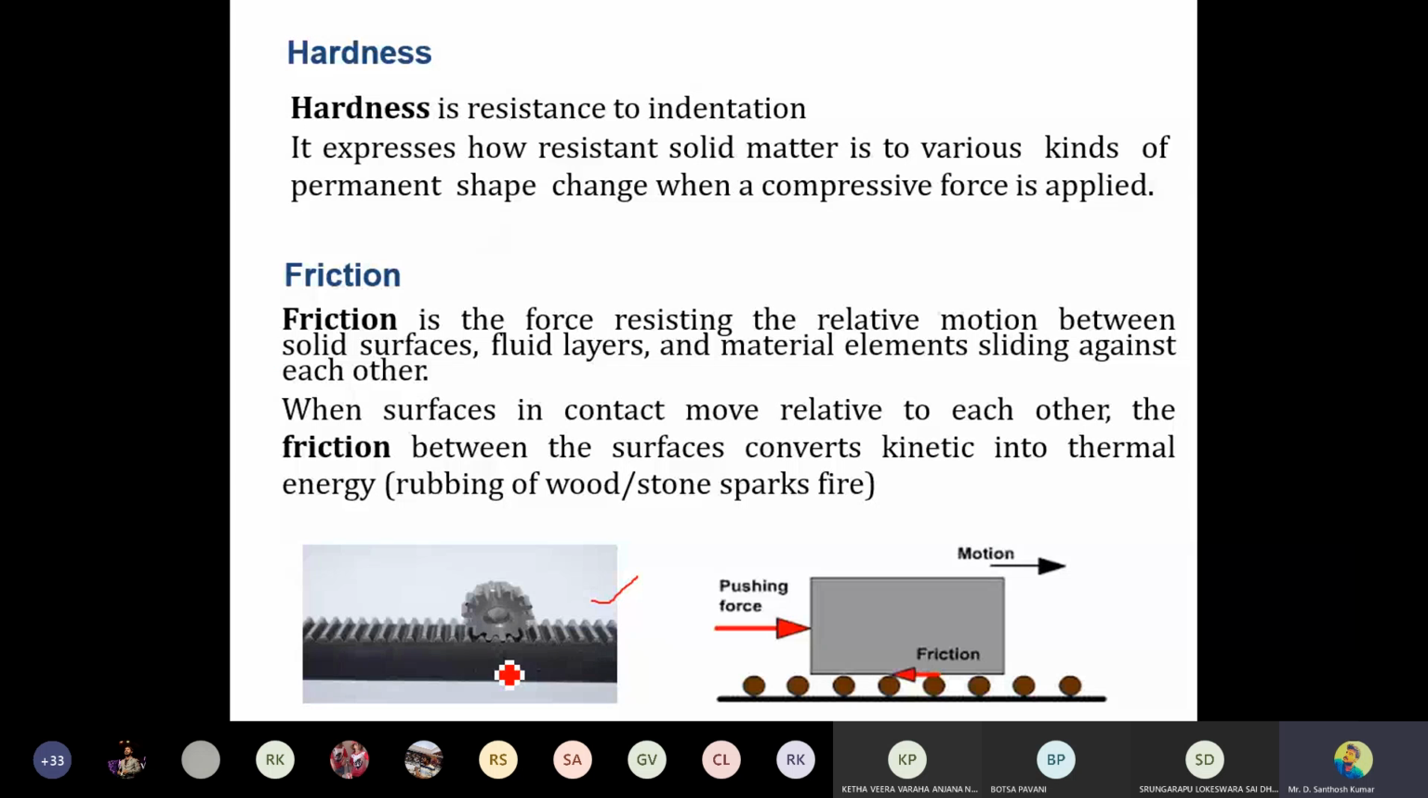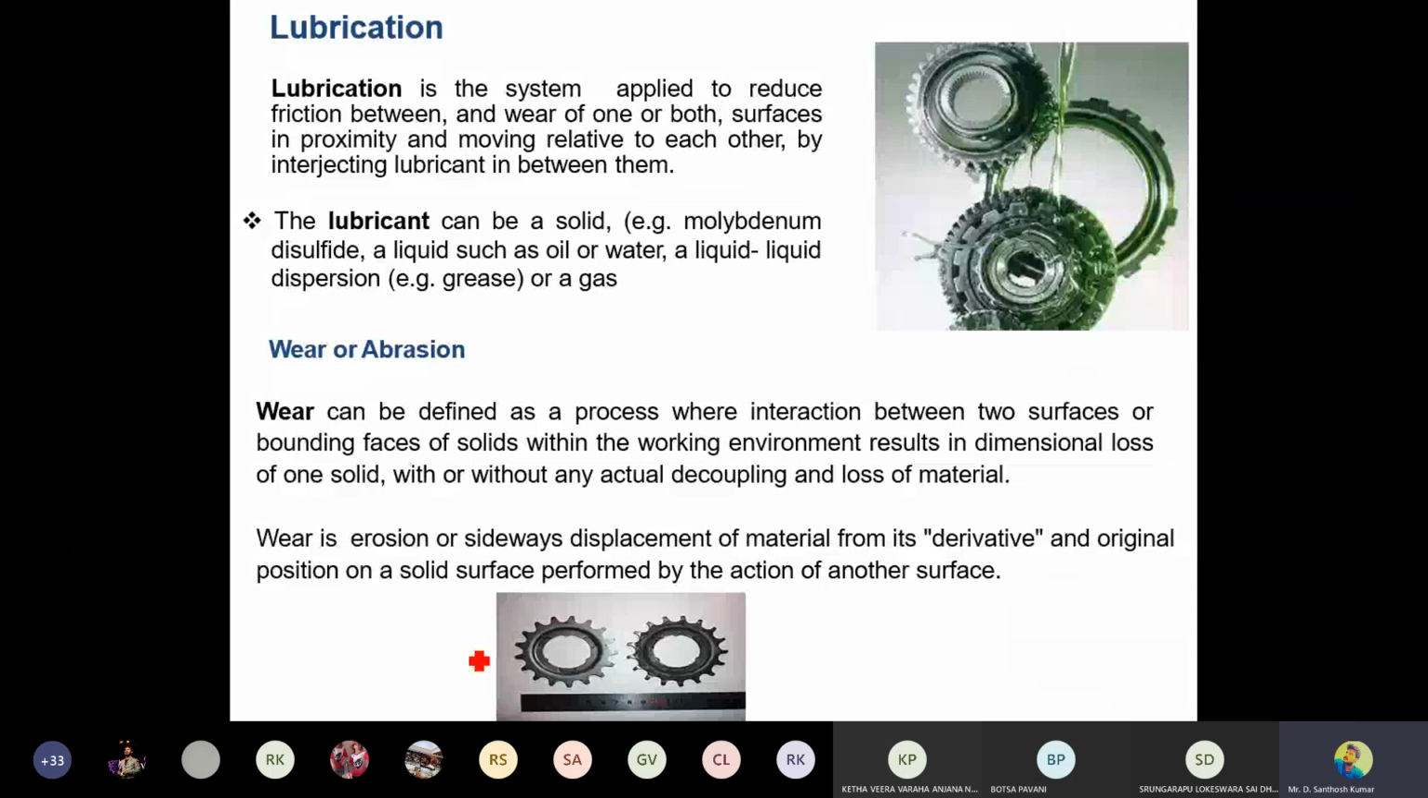So this is also a surface dependent property. Here we are not talking about any bulk materials, only about its surface. Later we are talking about lubrication. You know that everyone knows about lubrication. Then why are we going for lubrication? It is a system applied to majorly reduce the friction between any two contacting parts.